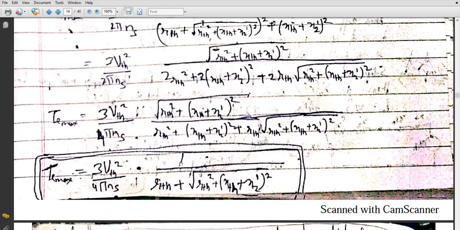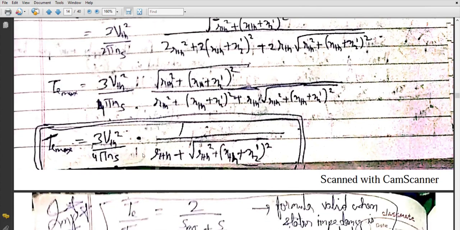Are you getting my point? So this is your expression for your maximum torque. Now we will continue from this point in the next lecture.